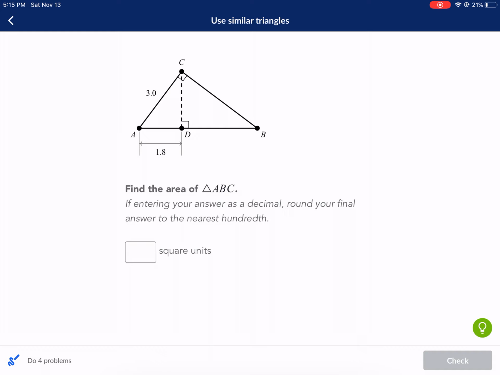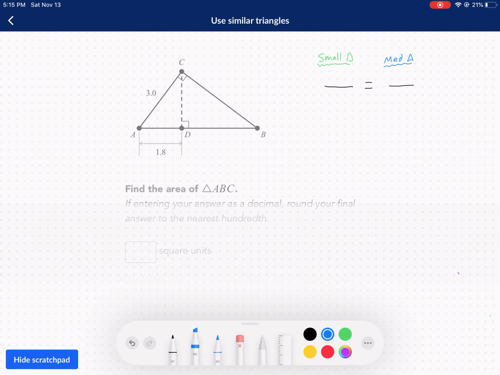This is use similar triangles. Now, we have here this little triangle. This is a right triangle, and it's got another smaller one inside of it, and actually splits it up into 3 triangles. I'm going to show you real quick. And we know they're all similar because they share sides.